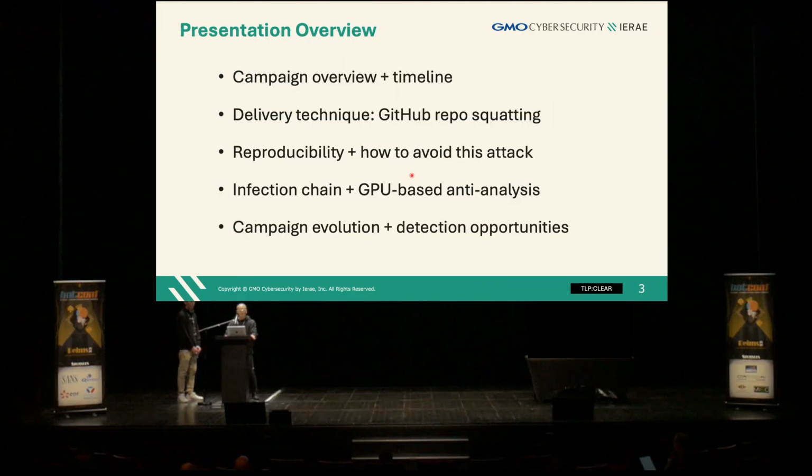So here is what we will cover today. First, the campaign overview and the timeline. Next, the delivery techniques. We called it repo squatting, and we will explain how it works. After that, we will talk about today's main topics, the infection chain and the GPU-based anti-analysis. This is the GPUGate part. There are actually two versions, and we will explain what the difference is. At the end, we will share how to detect this malware.